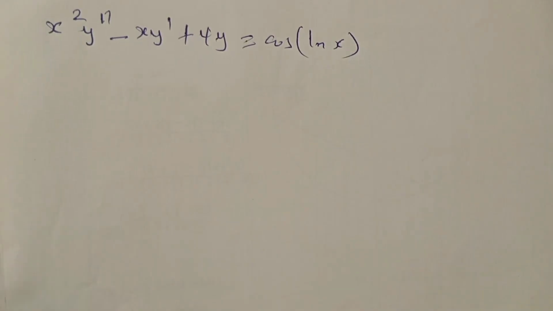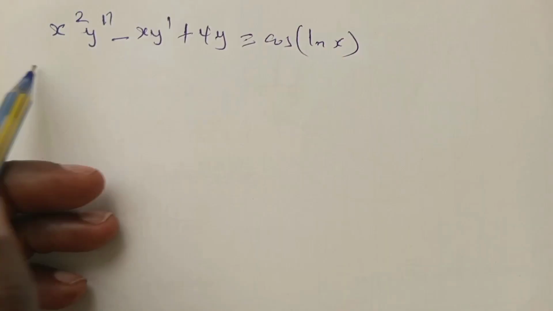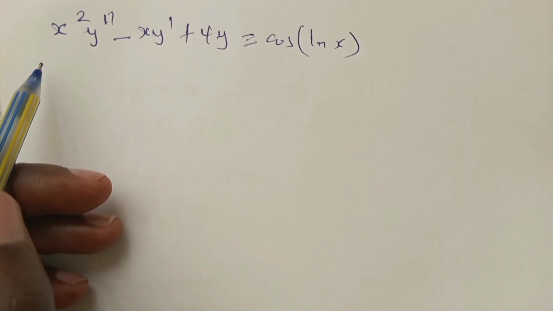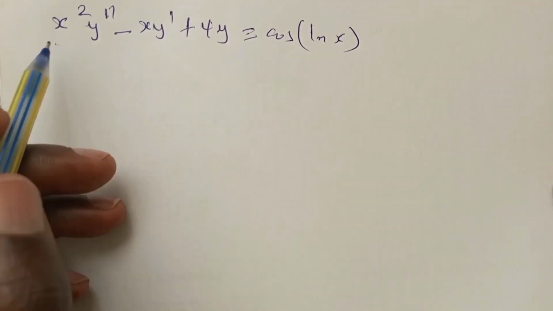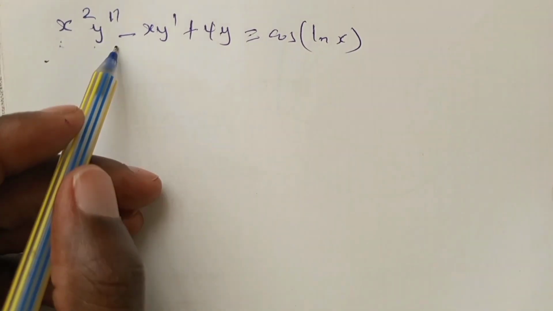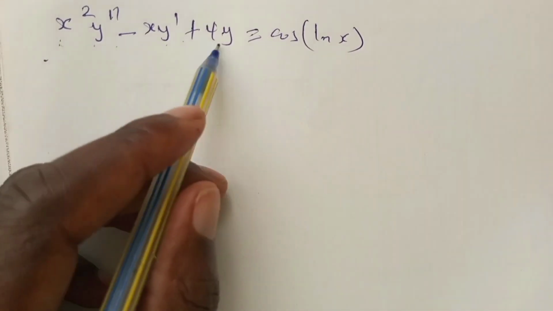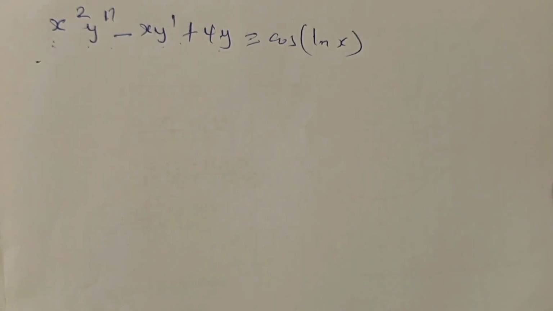Hello, welcome to the study of ODE, non-homogeneous case. We are looking at the linear ODE, which has variable coefficient. So x squared y double prime minus xy single prime plus 4y is equal to cos natural logarithm of x.